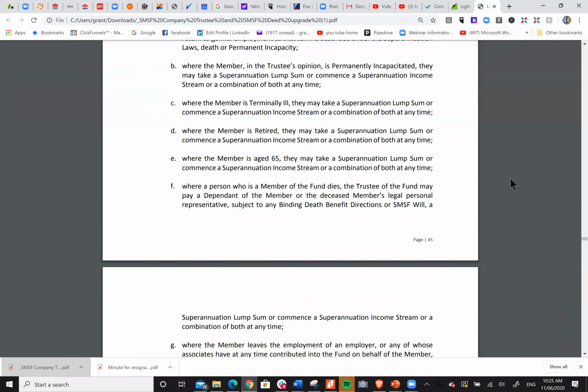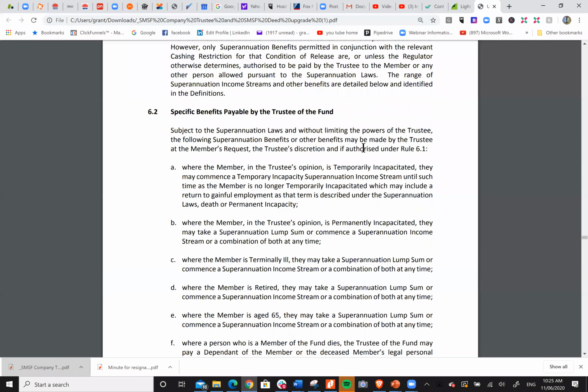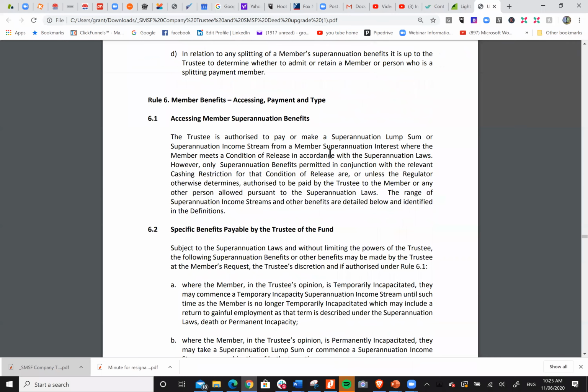So what we've got here is specific. So obviously start off with a general. So the trustee is authorised to pay or make a superannuation lump sum or super income stream, which is, remember, super income stream includes a temporary incapacity income stream for the purposes of these rules, from a member super interest where the member meets a condition of release, blah, blah, blah.